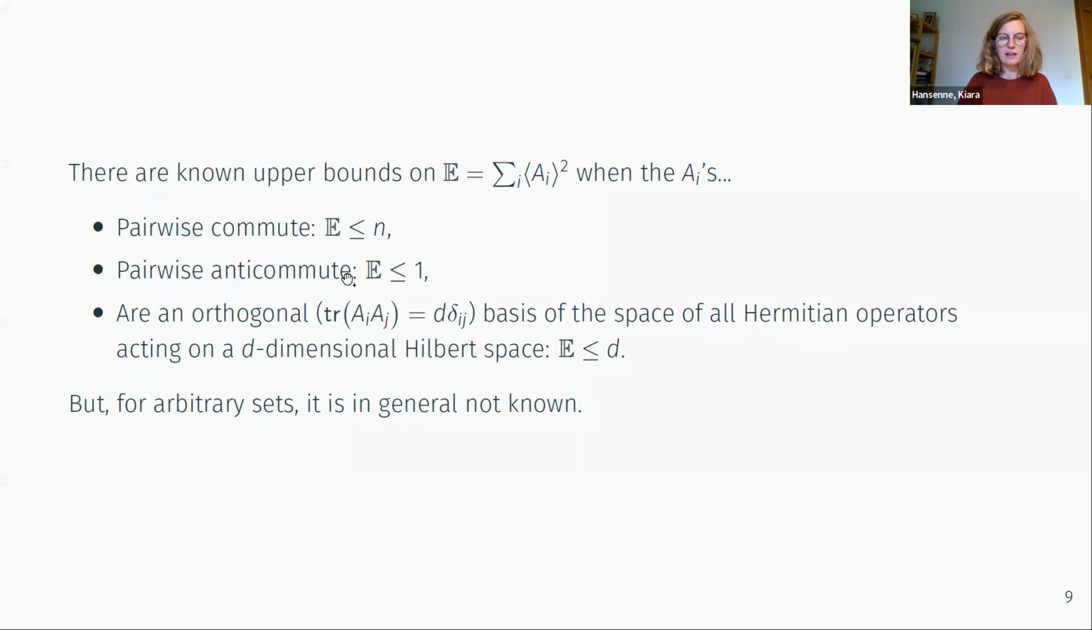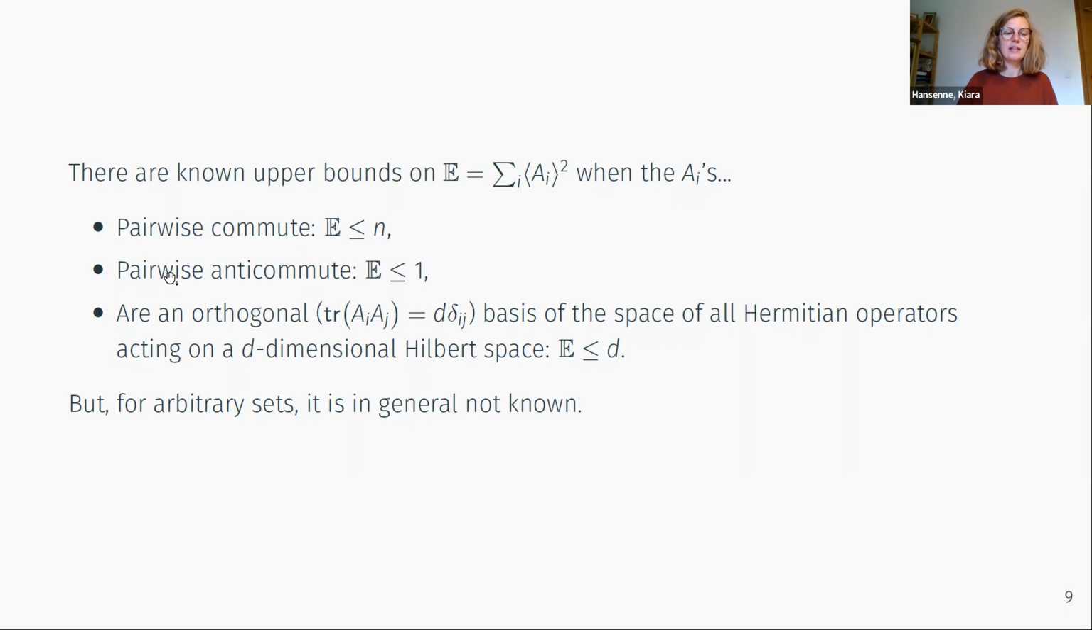Then another case that has been studied before is if they all pairwise anti-commute. If we have a set of n observables and each pair anti-commutes, then E is upper bounded by 1. This is a bit less trivial to see, but take an example: the Pauli operators x, y, and z, those 3 pairwise anti-commute. If you take the sum of the squares of the expectation values, it is upper bounded by 1. For those who know, this is the upper bound on the length of the Bloch vector of any quantum state. And this can be expanded.